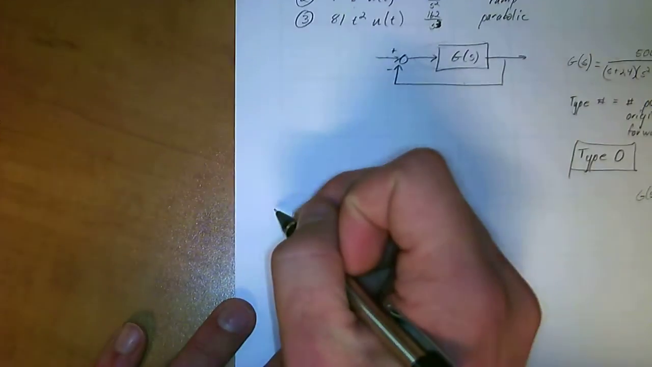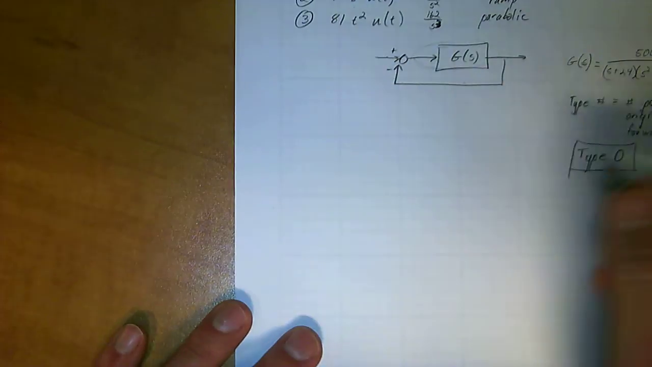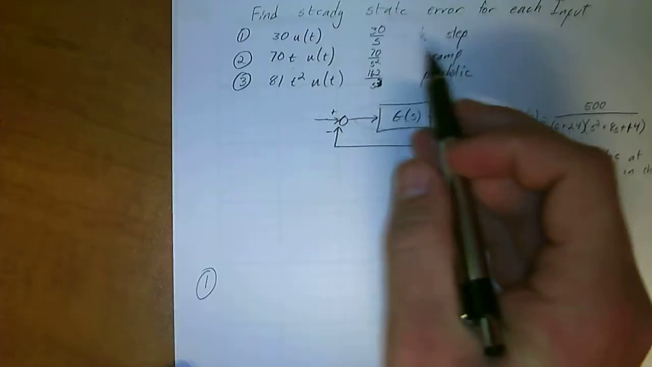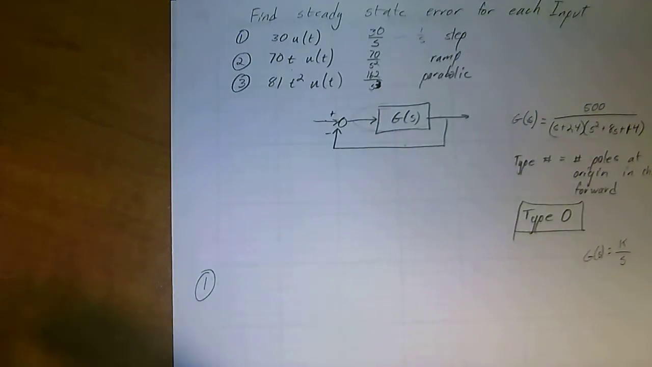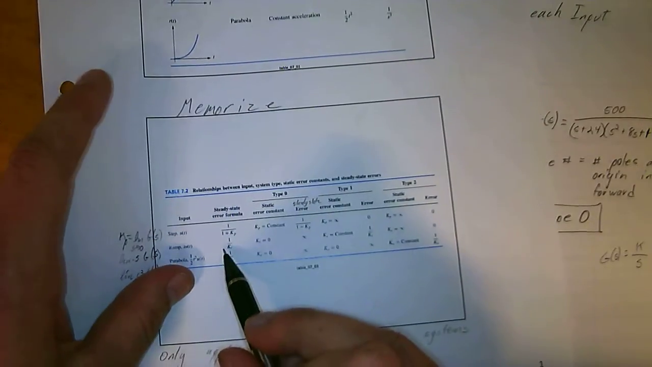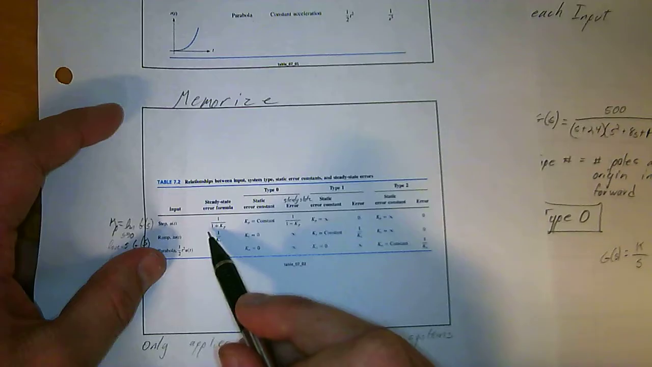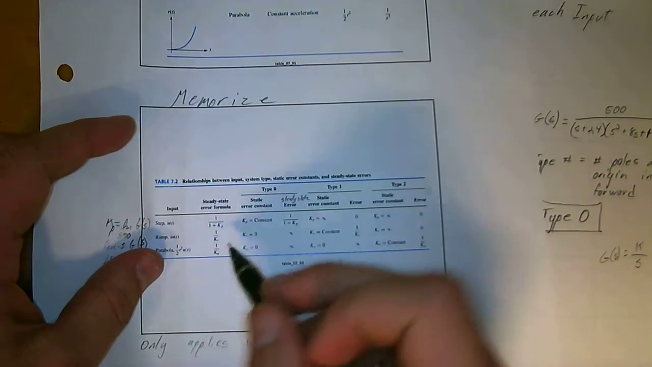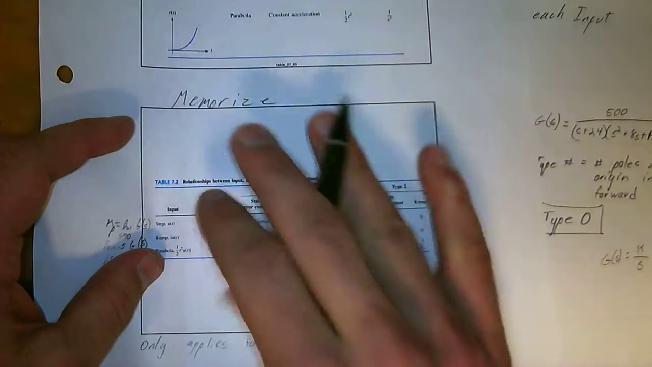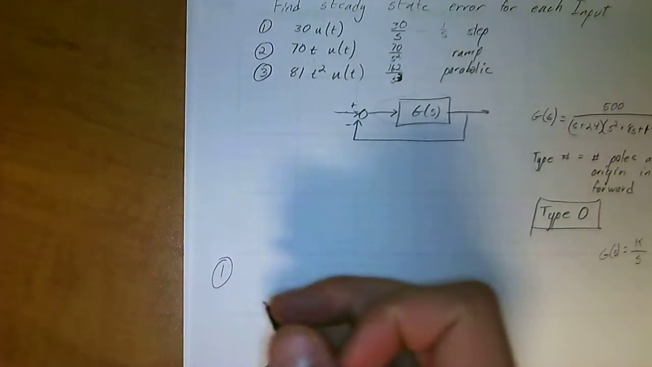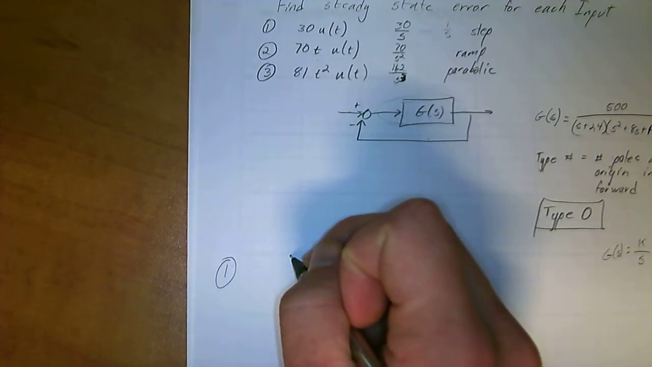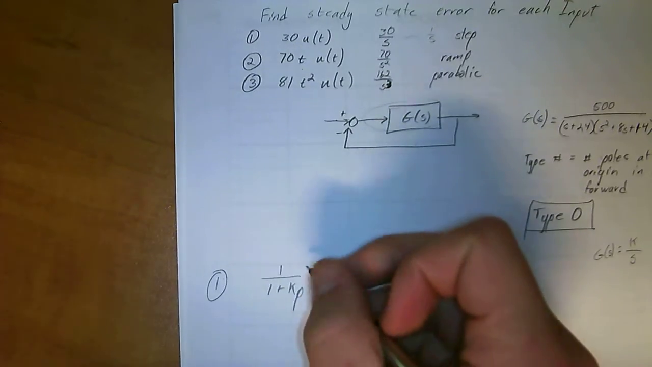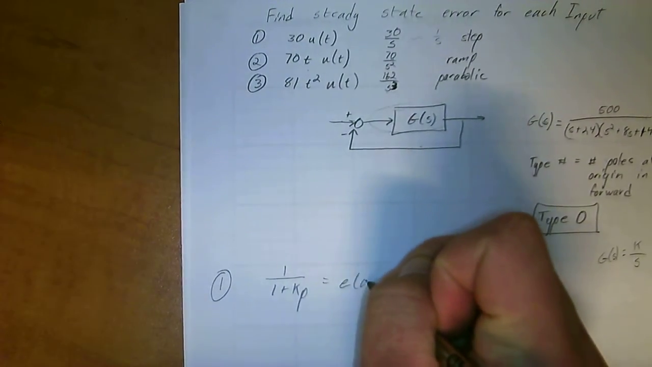Actually doing the calculations. So now that we know we have a type 0 system, and for number 1, we have a step input. What you do is you go over here and you look at the formula and you see it's 1 over 1 plus Kp is the steady state error. And you can just focus on these for a second here. We're going to ignore this just for a minute. So 1 over 1 plus Kp will equal the error at infinity.